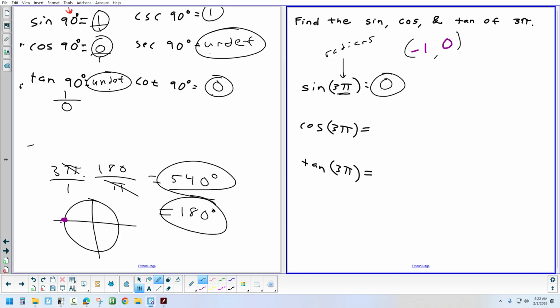Serenity, how about the cosine? X. Yep, it's the x, and in this case, the x is -1.